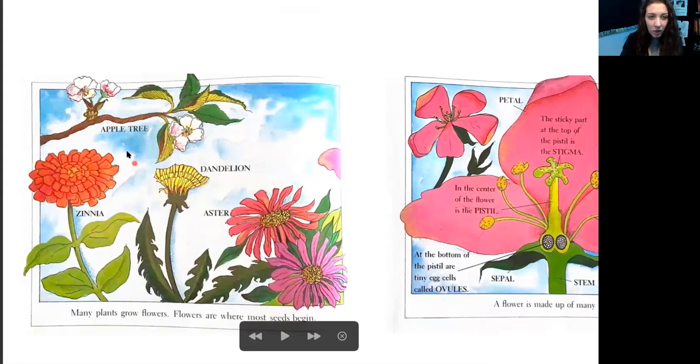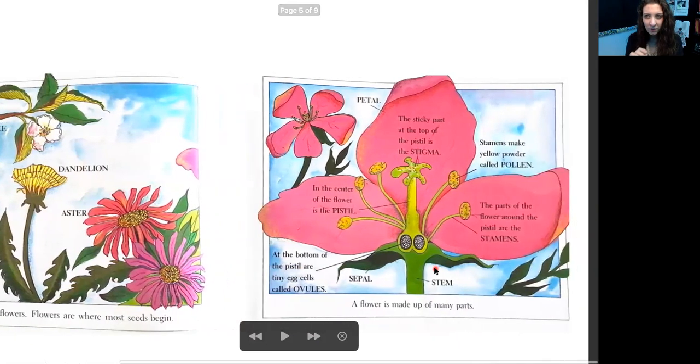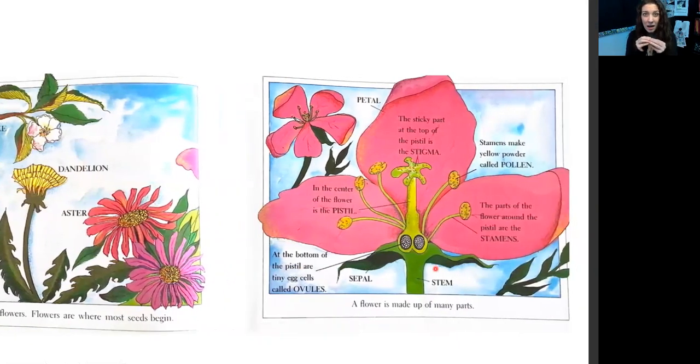Now here we go. Here's some flowers. Zinnia, apple trees. Did you know apples have flowers? Same plant makes the fruit that we eat. They also have beautiful flowers. Dandelions, asters. Many plants grow flowers. Flowers are where most seeds begin. Characteristics of a flower is that's where the seeds happen.